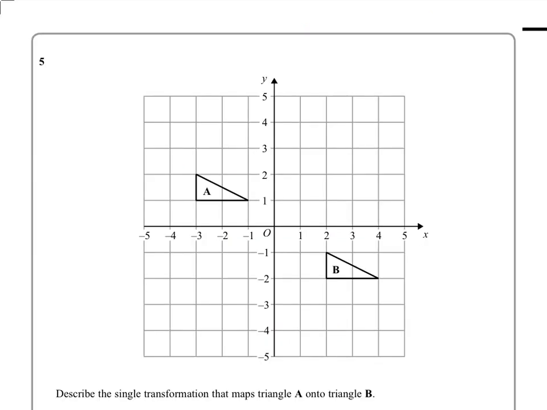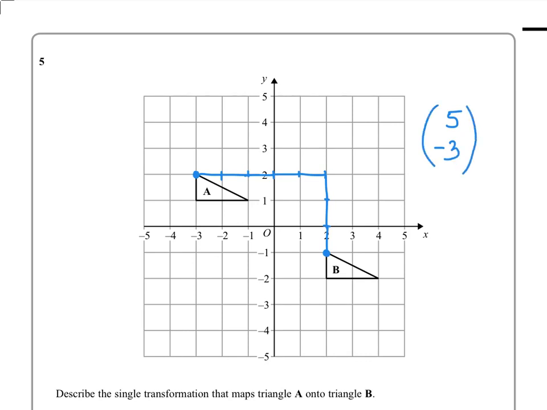Describe the single transformation that maps triangle A onto triangle B. Well, in this instance, it's going to be a translation. Now, what I mean by that is, if you choose a point here and see how that point gets to the corresponding point here, what happens? Well, I'm going along 1, 2, 3, 4, 5. And then I'm going down 1, 2, 3.